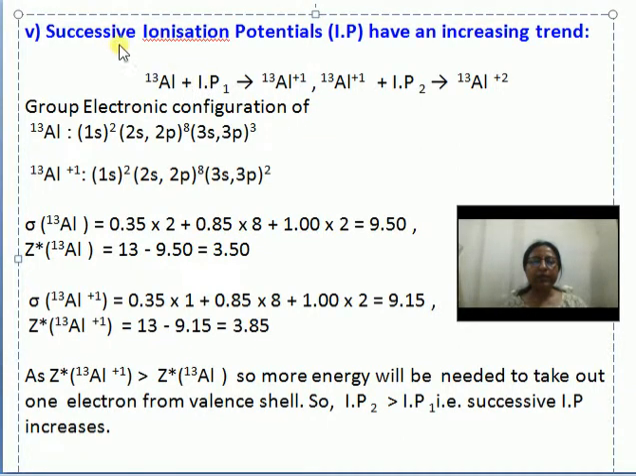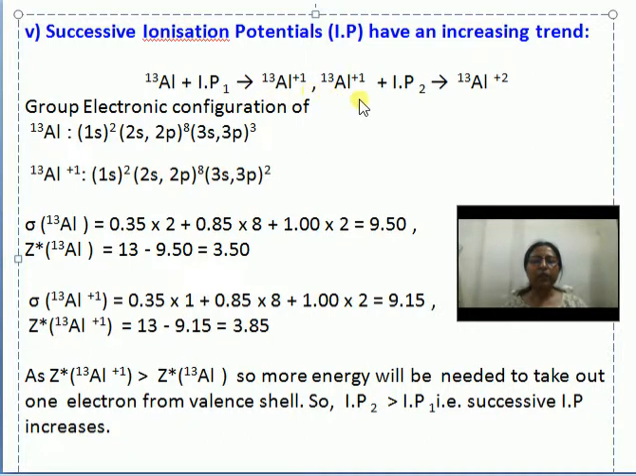The successive ionization potentials have an increasing trend. So this we will be able to tell quantitatively using Slater's rule again. Let us consider the case for aluminium. Aluminium, which has atomic number 13, we can supply the ionization potential, that is the ionization energy value, to make a unipositive ion for aluminium.